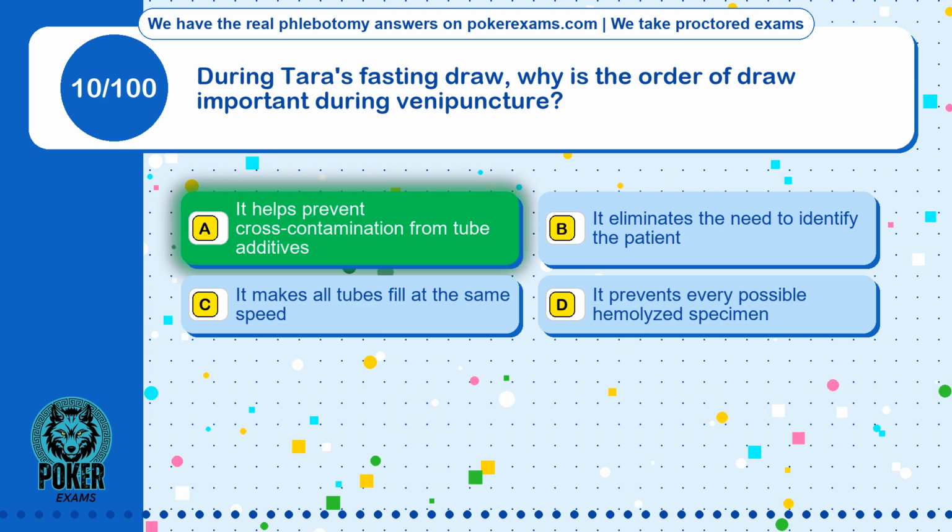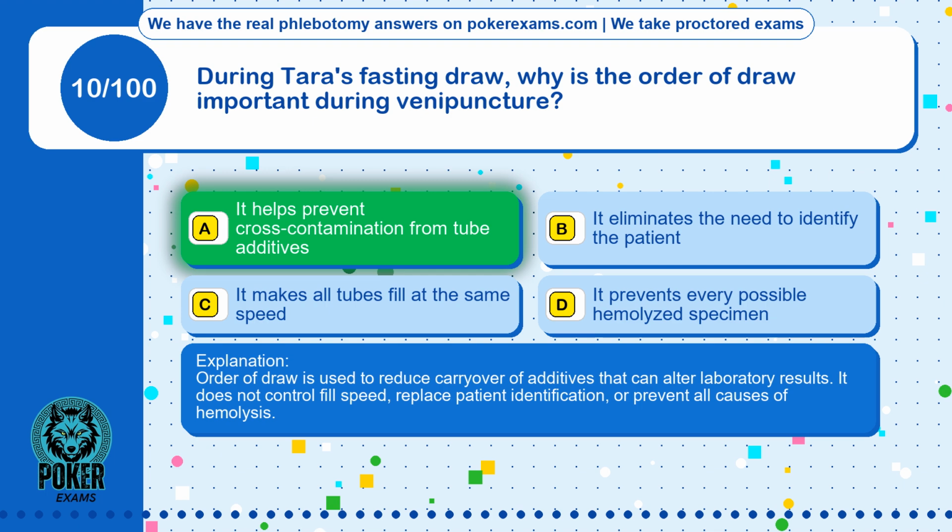The correct answer is option A. It helps prevent cross-contamination from tube additives. Order of draw is used to reduce carryover of additives that can alter laboratory results. It does not control fill speed, replace patient identification, or prevent all causes of hemolysis.